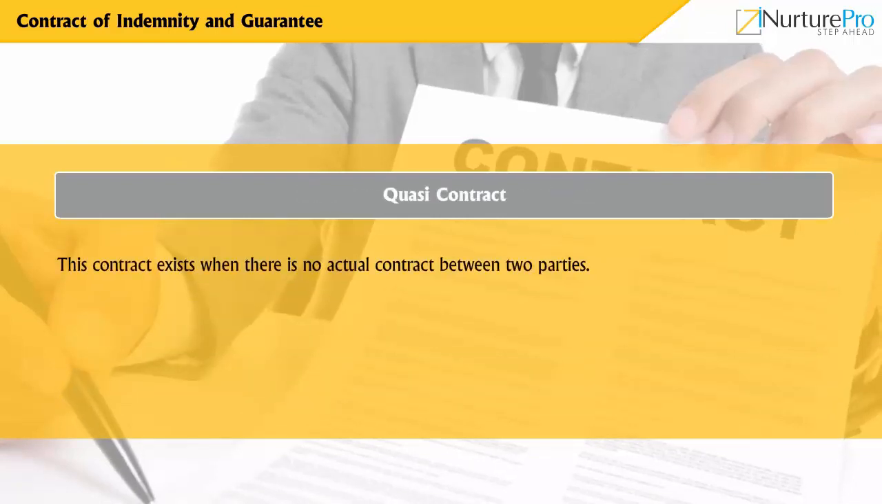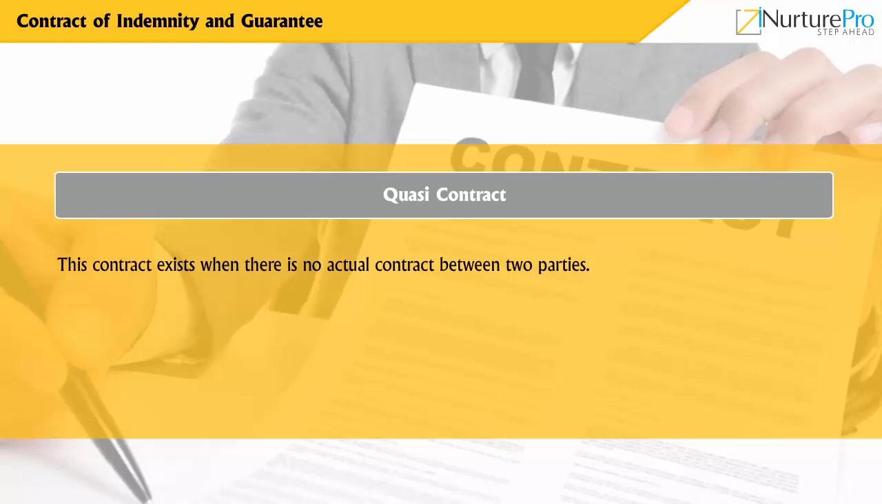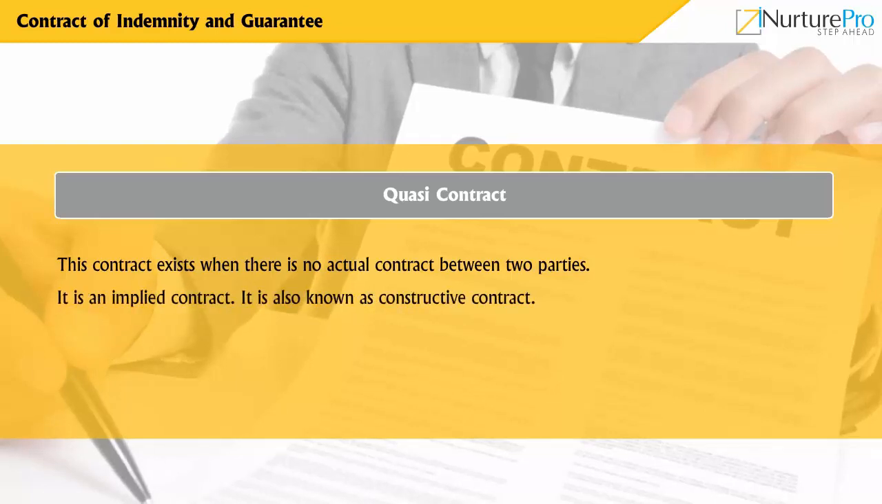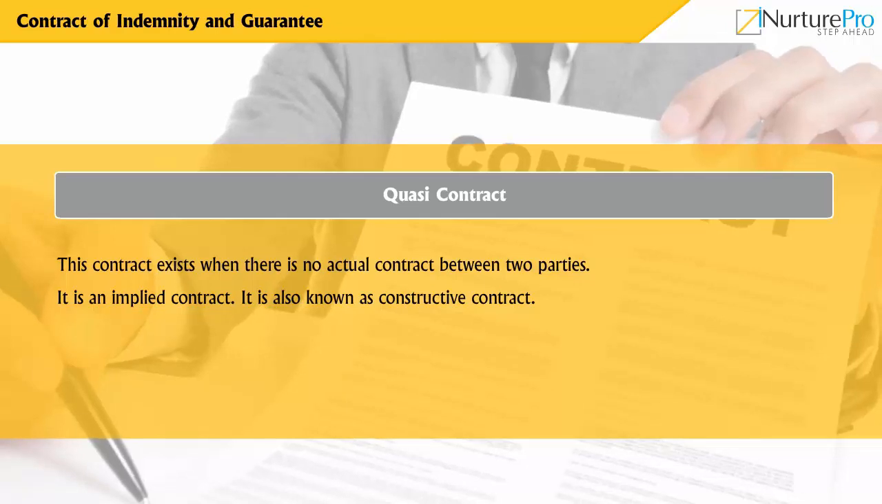Quasi-contract exists when there is no actual contract between two parties, but it acts like a contract between two parties. It is an implied contract. It is also known as constructive contract, that means law considers it as a contract.